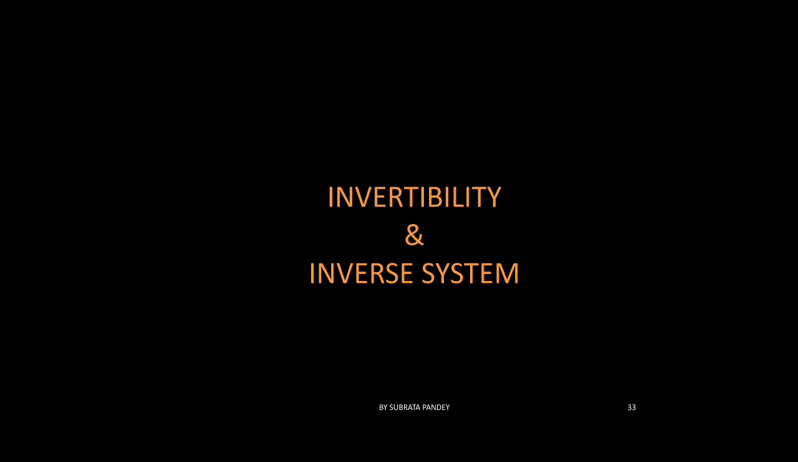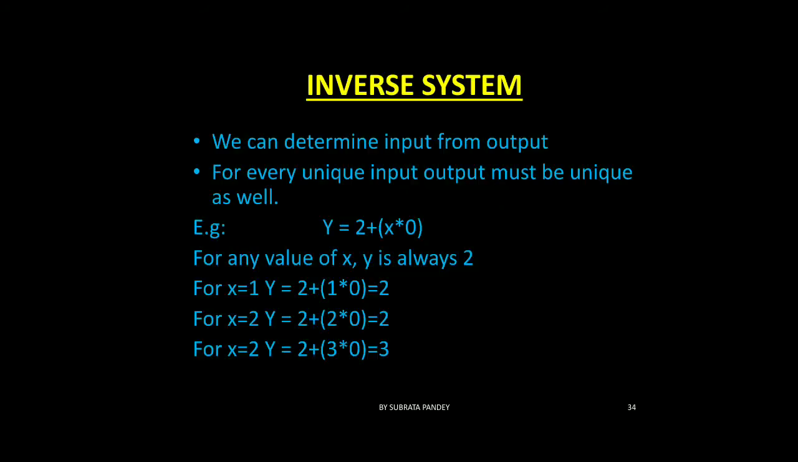Let's see what invertibility and an inverse system are. In an inverse system we can determine the input from the output. For every unique input, the output must be unique as well. So let's see this in an example. Let's take an example of the equation y is equal to 2 plus x into 0. So whatever the value of x is, the output is always 2.